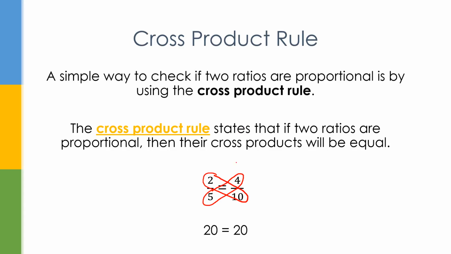So to check if a relationship between two ratios is proportional, you can just use the cross product rule. Once you multiply those two numbers that are across from each other, if you find out that they are the same, then they're proportional. But if they were different, then that would mean that they are not proportional.